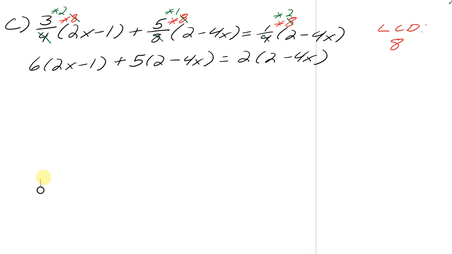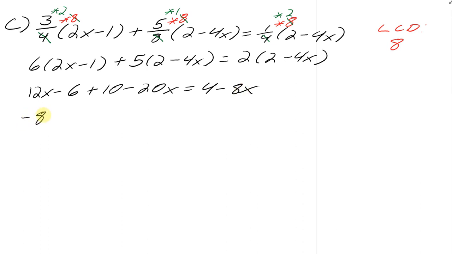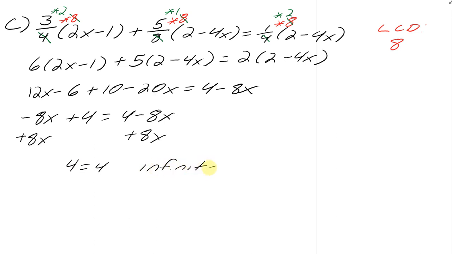So first I need to distribute, so let me do that. And now I need to collect my like terms. So this is going to give me negative 8x plus 4 equals 4 minus 8x, and you might already notice this is infinite solution, but if I went forward with this I'd get plus 8x, so I'd see I have 4 equals 4, and so this ends up becoming infinite solutions.